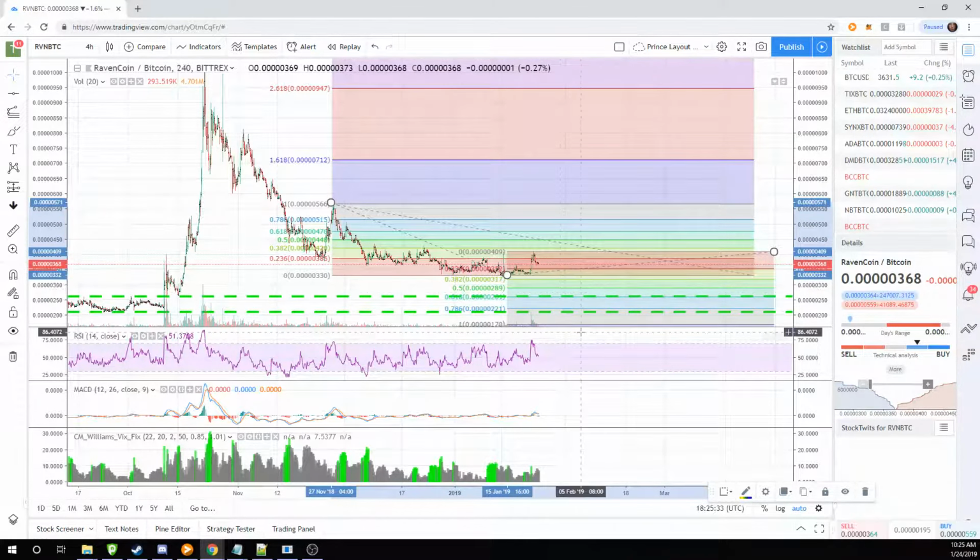Our tools are telling us exactly the plan we need to make in order to make money. Here's all of our selling opportunities. Here's all of our buying opportunities. Plan accordingly.